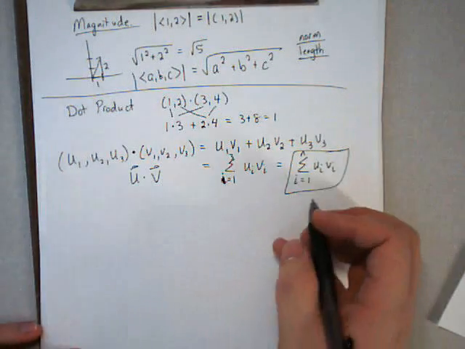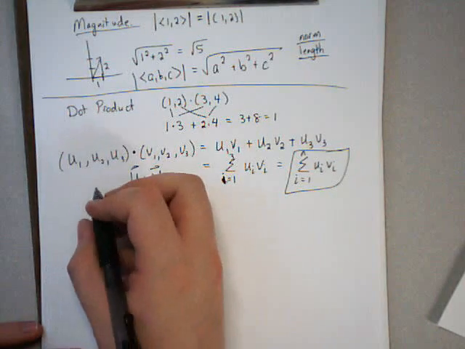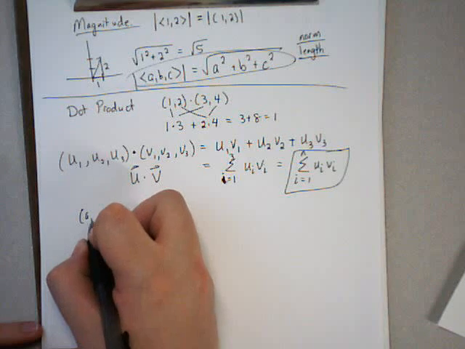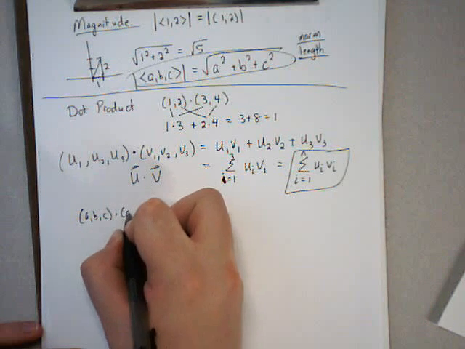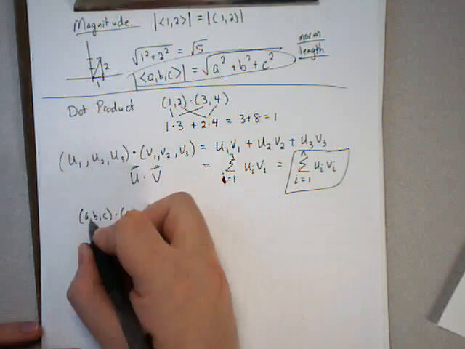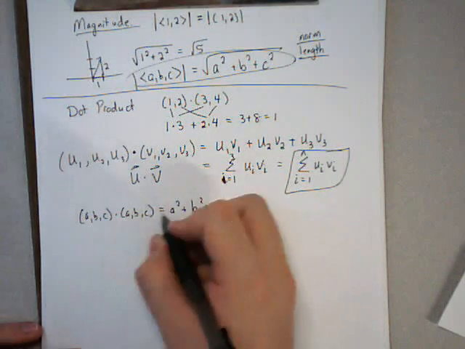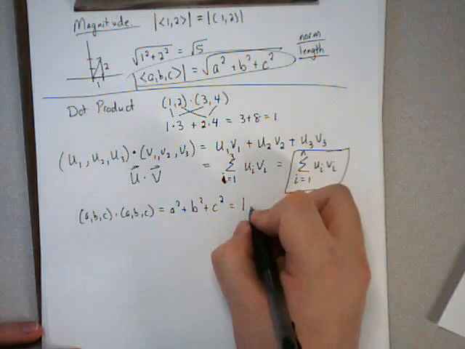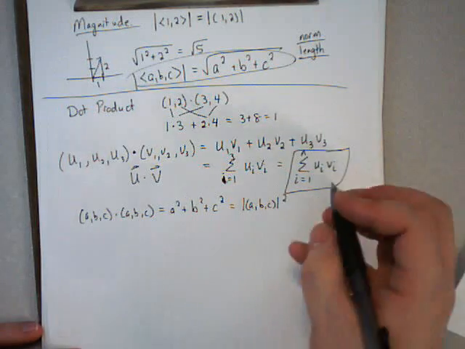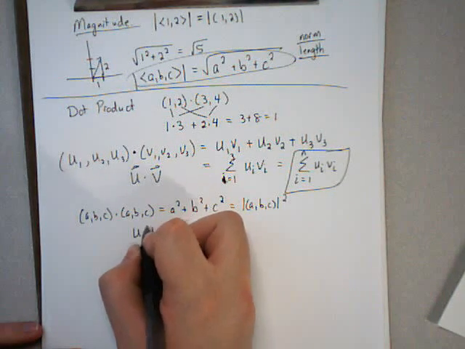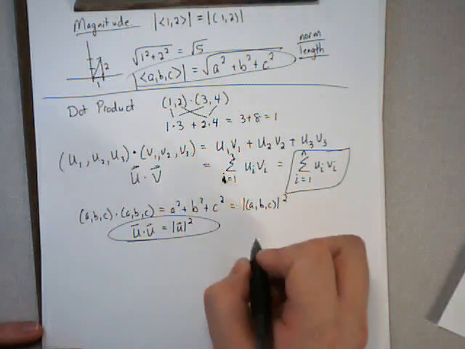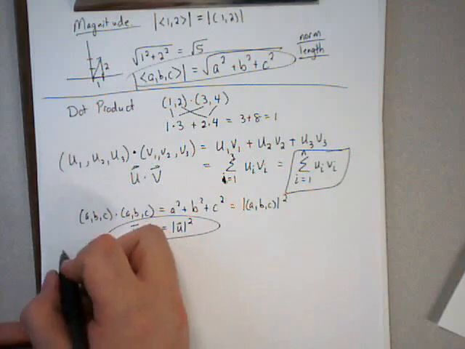What good is the dot product? It gives us length. For example, coming back up to this example, if I take the vector a, b, c and dot it with itself, then I get a times a, a squared, plus b times b, b squared, plus c times c, c squared. That's the length of the vector a, b, c squared. In other words, the dot product of a vector with itself is equal to the length of the vector squared. The dot product gives us lengths.